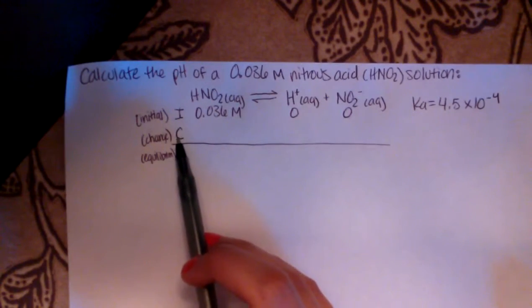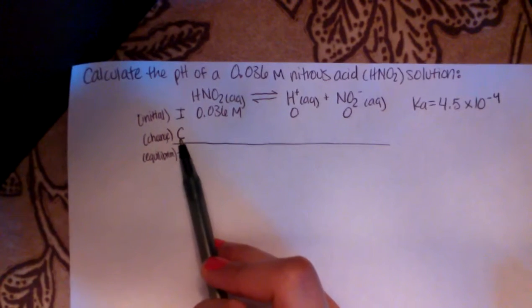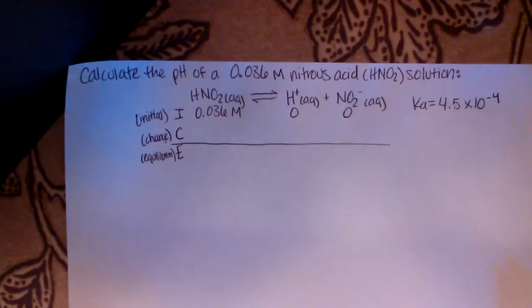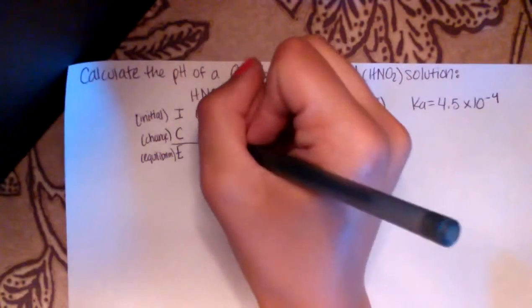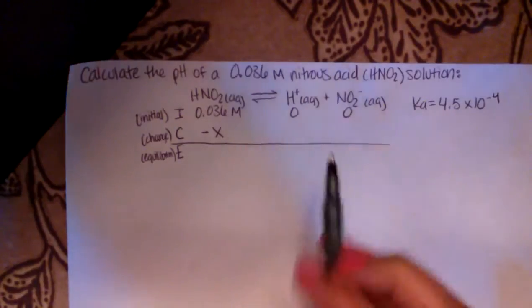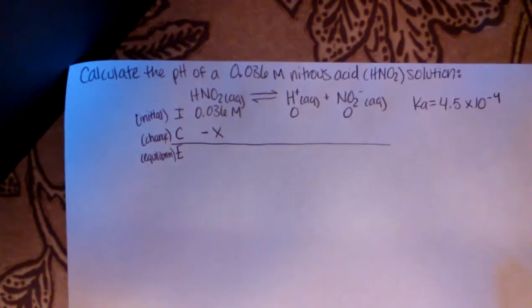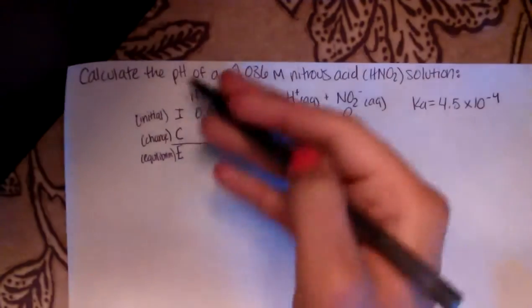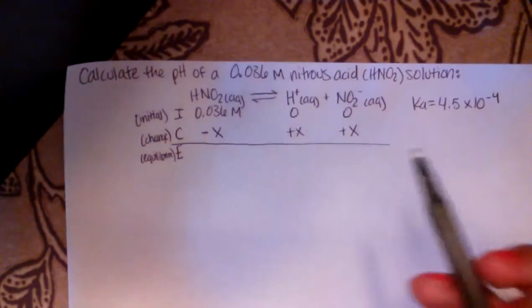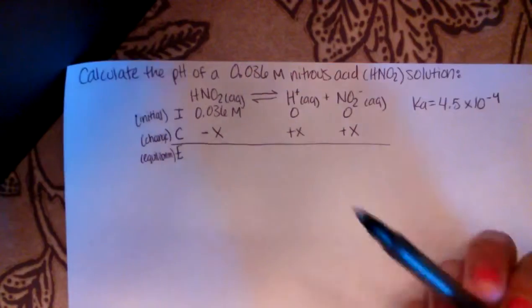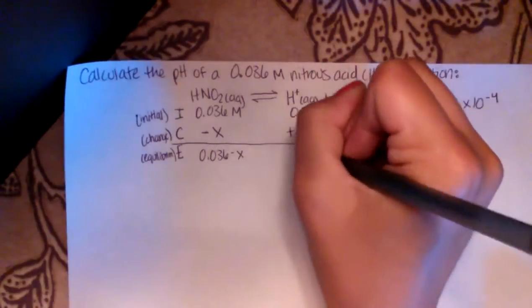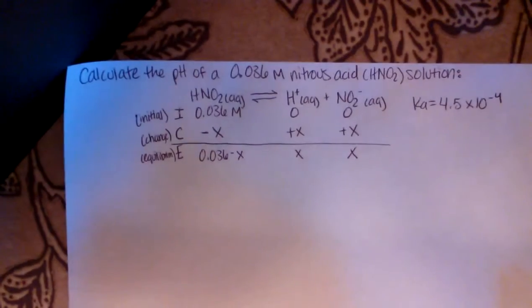Next you have the change. In this reaction, reactants are being reduced and products are being formed. To state that the reactants are being reduced, we'll put a minus x, and to state that the products are being formed, we'll put a plus x. Then you simply combine the two rows to give you your equilibrium. So then you're left with this value.